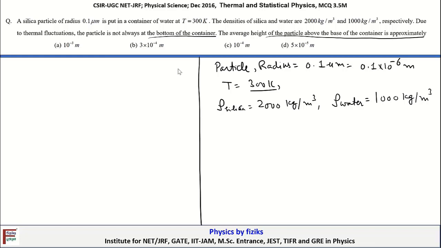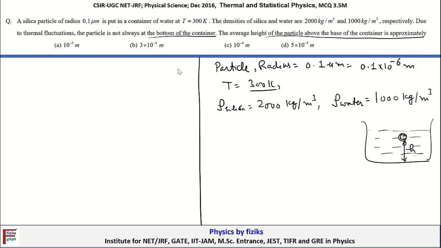So let's try to understand this problem with the help of a diagram. We have water inside the container, and here we have a silica particle. At a non-zero temperature, this particle will have certain thermal energy which depends upon the temperature. Let's say the average height acquired by this particle due to the thermal energy is H.